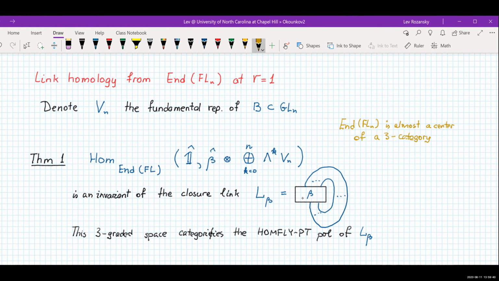You can use positive crossing or negative crossing. Then your link will be the same as the closure of beta, because you get this extra loop which you can untie. So if you have a little bit of experience in 3D topology, you recognize very quickly that this loop can be removed.